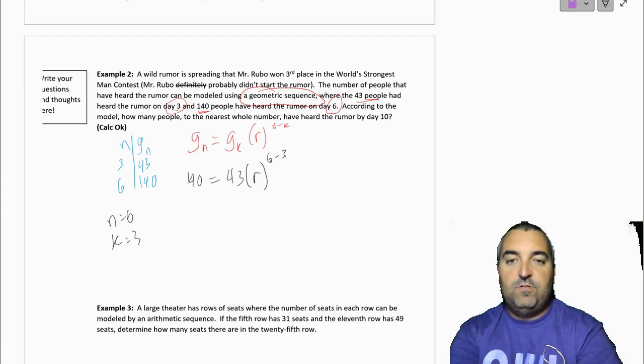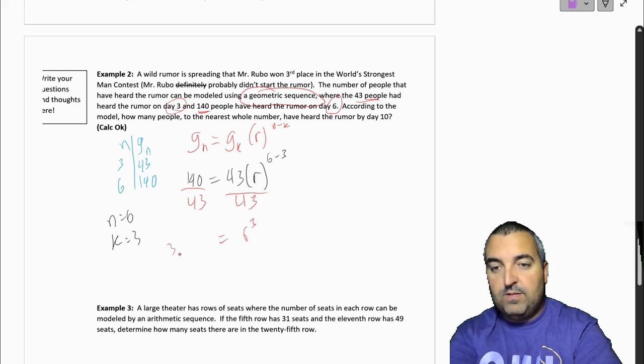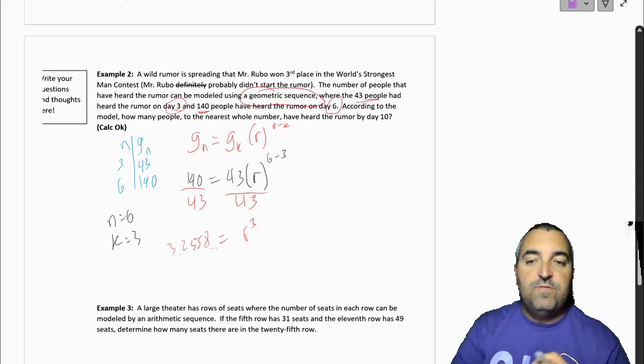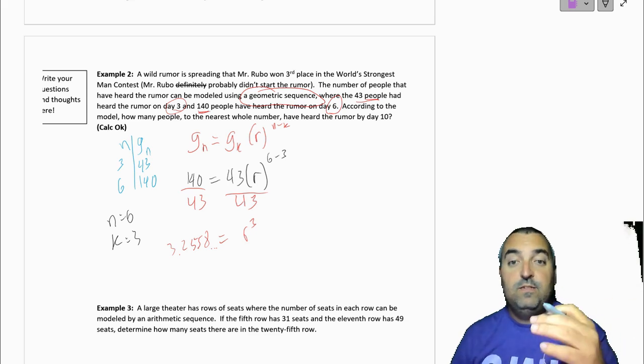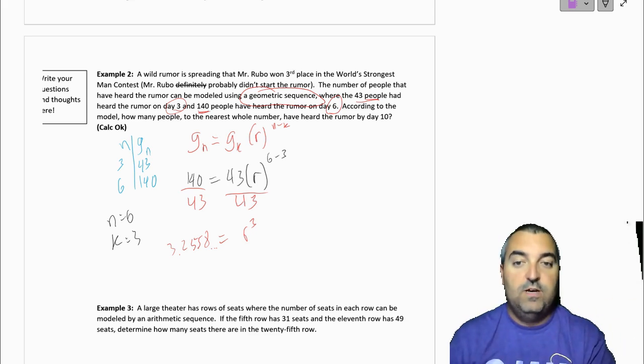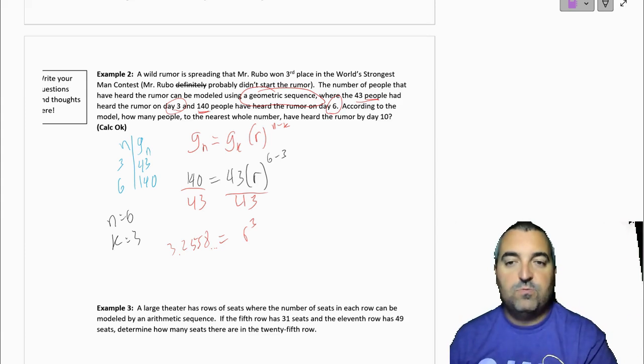My first step after I do 6 minus 3 is to divide by 43. And you do get a pretty ugly decimal. So I'll have r to the third equals, and I'm going to write this out, but this is all in my calculator. So I have 3.2558 and so on, because it keeps going. When we're doing the math in the intermediate steps, we don't want to round. I'm rounding here just for the sake of showing it, but I'm doing all this work in my calculator.